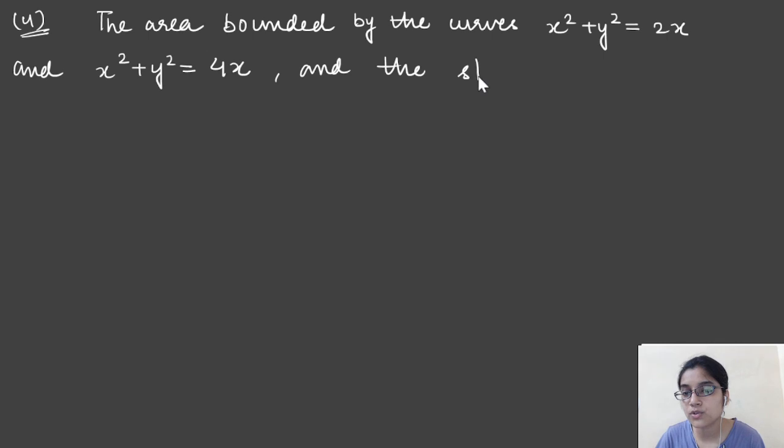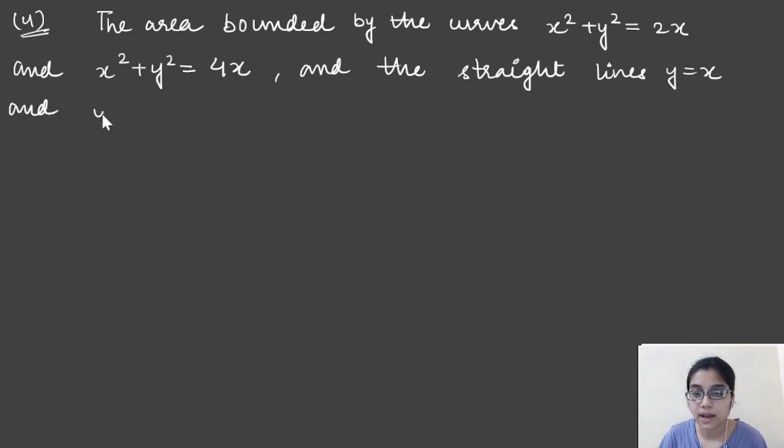Even this question we will solve with the help of polar form, but there are not very many complications in this, so that's why I'm discussing it. The curves are bounded by the straight lines y equals x and y equals 0. Options are also given to you. Option A: 3π/2 plus 1/4.